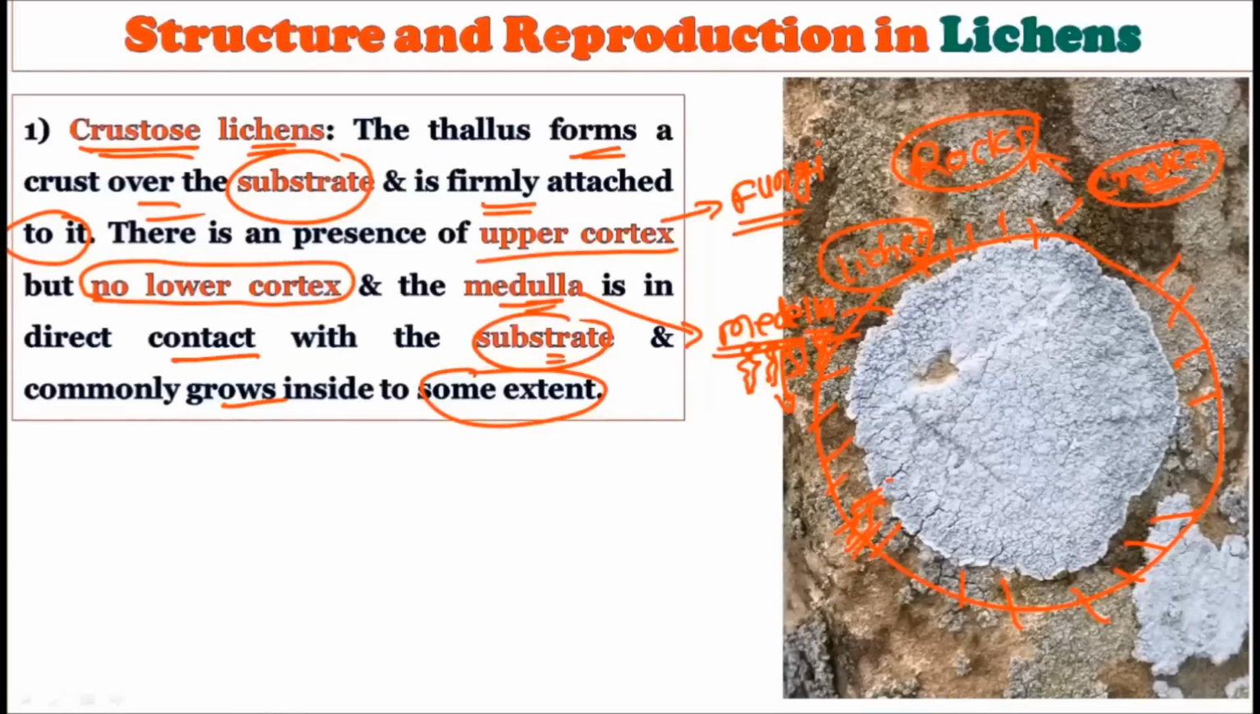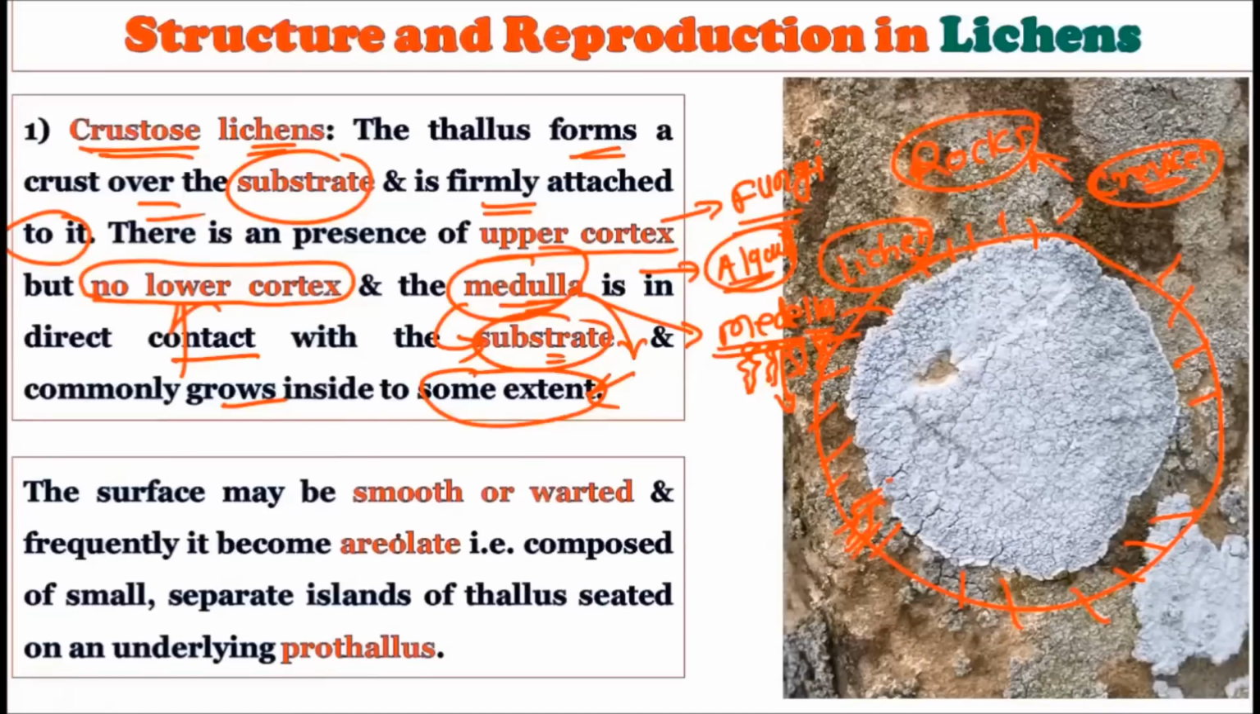So what is very particular about the Crustose lichen is that it shows the upper cortex, it shows the medulla, and in between the upper cortex and the medulla we have the green algal cells. But the medulla is the final layer and it is directly attached to the substrate, because there is no lower cortex, and this medulla may extend into the crust itself. It can go into the rock to attach this lichen firmly to the substrate.